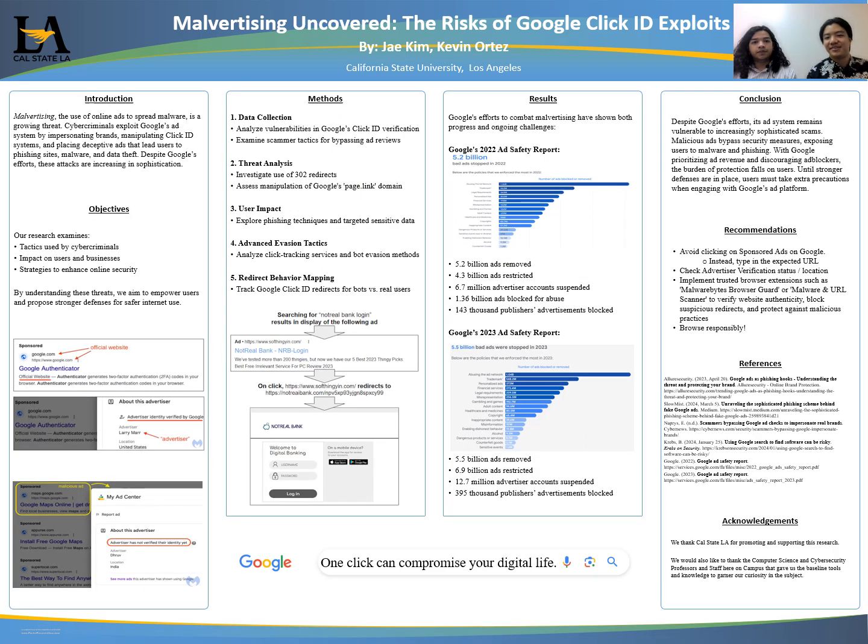So now we're at the results section, and Google's efforts to combat malvertising have shown both progress and ongoing challenges. In Google's 2022 ad safety report, 5.2 billion ads were removed, 4.3 billion ads restricted, and 6.7 million advertiser accounts suspended, and other stats as well. And Google's 2023 ad safety report shows a total of 5.5 billion ads removed, 6.9 billion ads restricted, and 12.7 million advertiser accounts suspended.